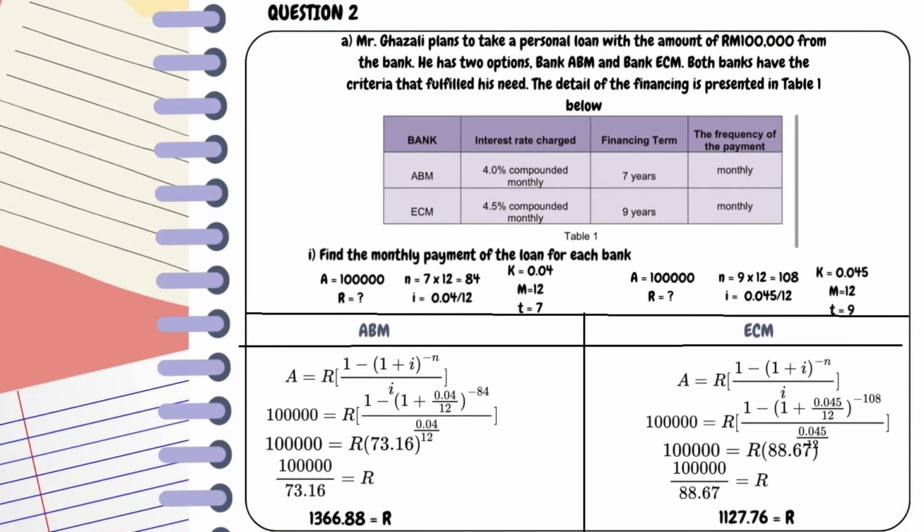For question 2, Mr. Ghazali plans to take a personal loan of RM100,000 from the bank. He has 2 options, which are Bank ABM and Bank ECM. Both banks have criteria that fulfill his needs. The details of the financing are presented in Table 1 below. The interest rate charged for Bank ABM is 4.0% compounded monthly, and for Bank ECM 4.5% compounded monthly. The financing term for Bank ABM is 7 years and for Bank ECM 9 years. The payment frequency is monthly for both banks.